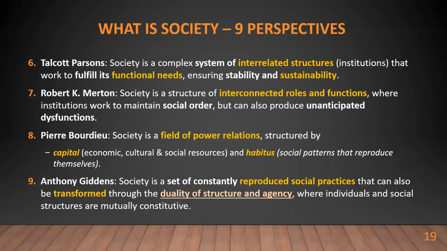Then Robert Merton: society is a structure of interconnected roles and functions where institutions work to maintain social order, but can also produce unanticipated dysfunctions. So now Merton says that yes, we're interconnected, we're functioning, there's order, stability, but it has a possibility to dysfunction.